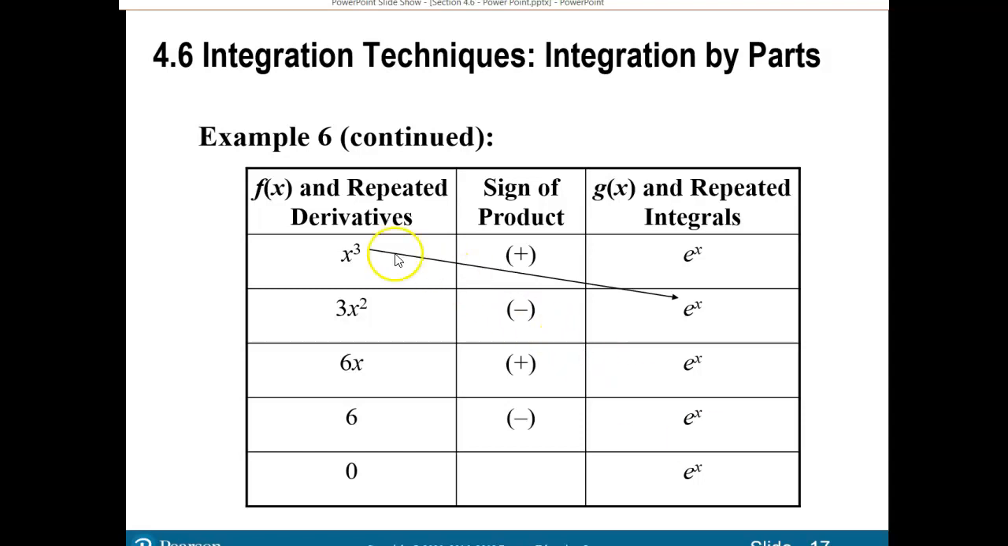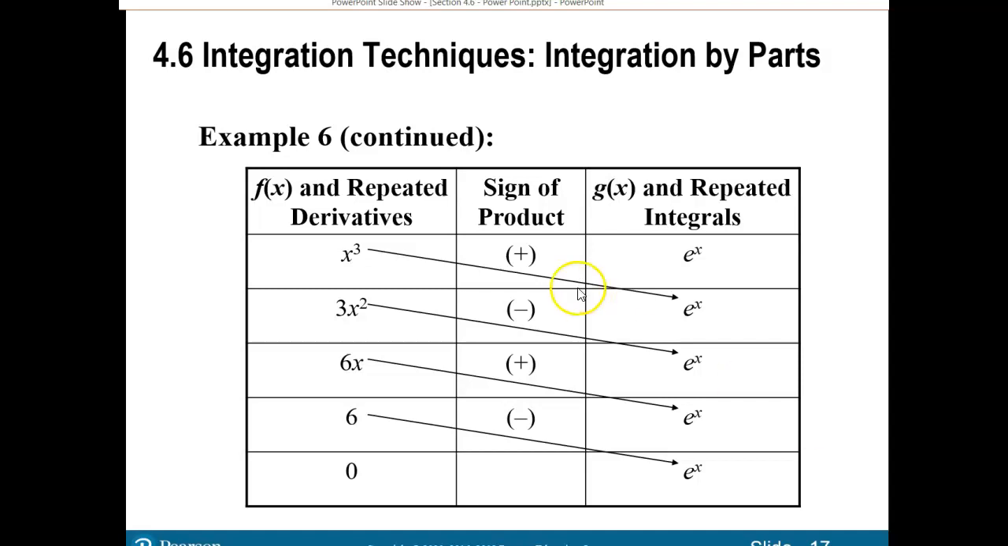Then you just match up. So you take this first function that you started with here, your u, and you match it with 1 box lower in the antiderivative column. Notice it goes through that positive sign right here. Do the same all the way down. The next number matches with 1 below. It goes through the negative box in the middle. Then the 6x matches with the 1 below. And then the 6 matches with the 1 below.